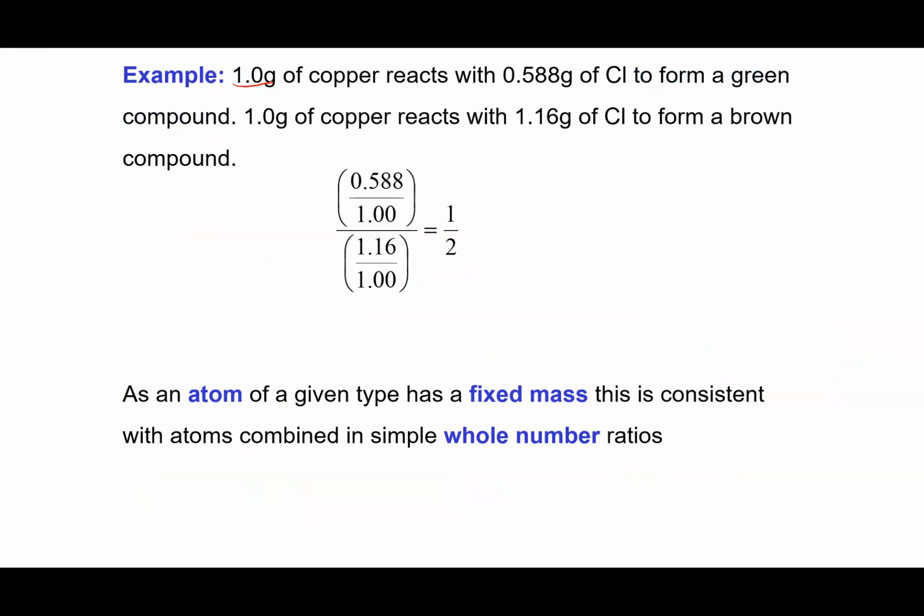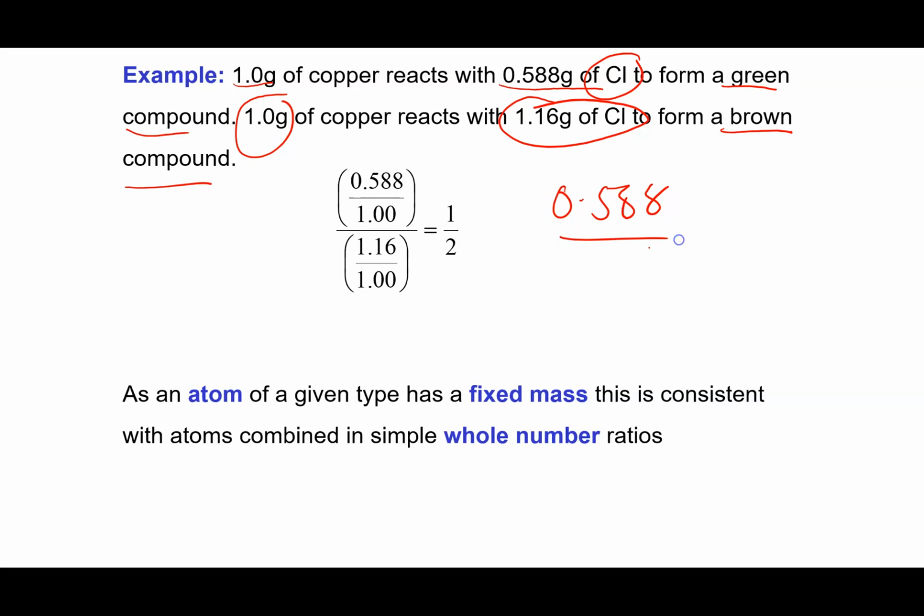We've got 1 gram of copper reacts with 0.588 grams of chlorine and it makes a green compound. We take the fixed mass of copper, react it with a different mass of chlorine, and we get a different compound. And what this is really saying is that if I take the ratio of the masses of chlorine, I get a simple whole number ratio. So that's, and he had a bunch of stuff to support this.